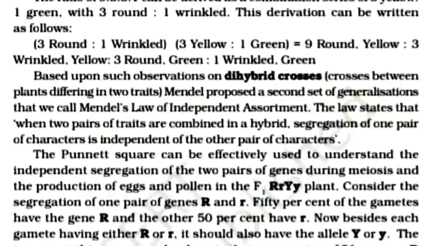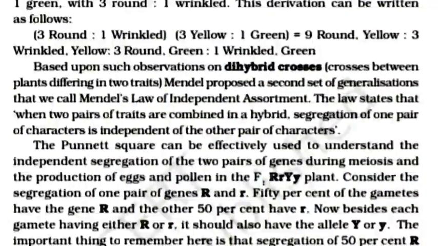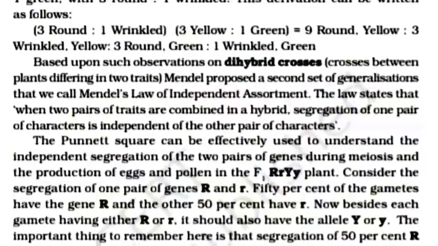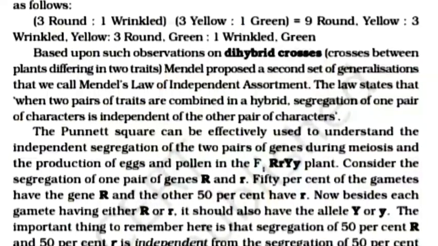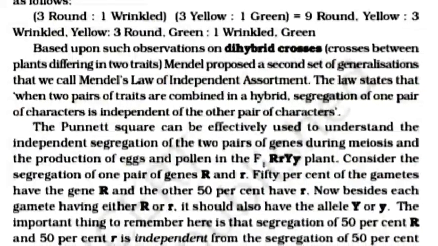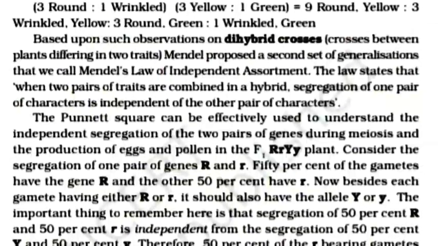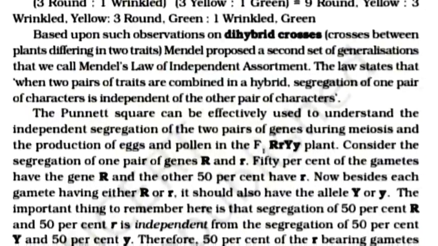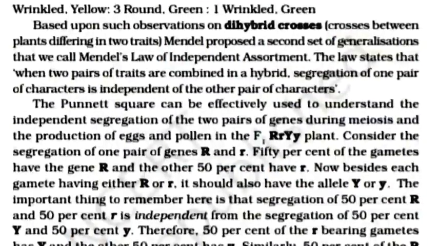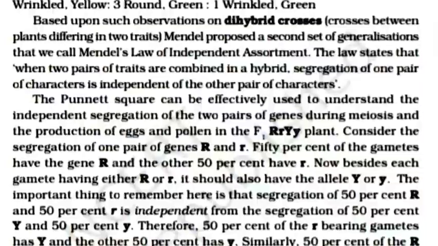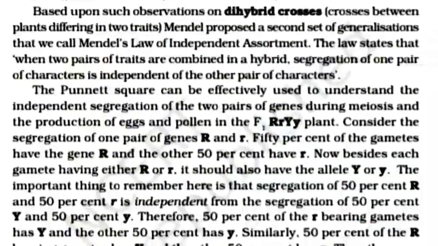Based upon such observations on hybrid crosses between plants different in two traits, Mendel proposed a second set of generalizations that we call Mendel's law of independent assortment. The law states that when two pairs of traits are combined in a hybrid, segregation of one pair of characters is independent of the other pair of characters.